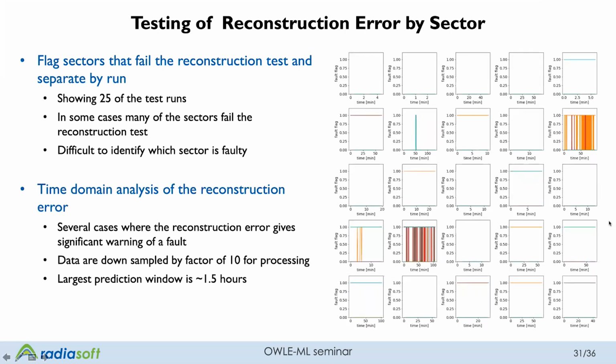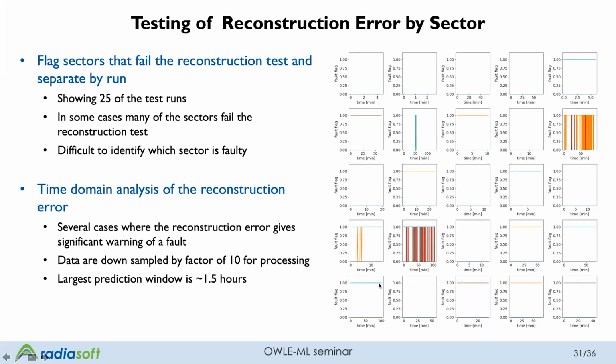But the good news is that we want to understand if the precursors do exist. So is there information in the data that tells us that a fault's going to occur? And in a lot of these cases, the precursors show up minutes or hours before the fault actually occurs. So in this case, on the bottom left here, one of the sectors is being flagged as faulty.